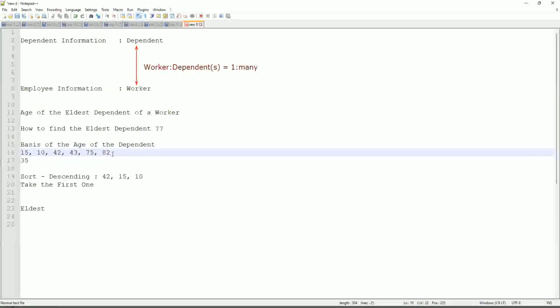So the first thing that we are going to do is find out the eldest dependent. So we will sort the dependents based on the age. And then we will see what criteria we are choosing on. But first, you realize that we are going to store the new calculated field in which business object, worker or dependent.